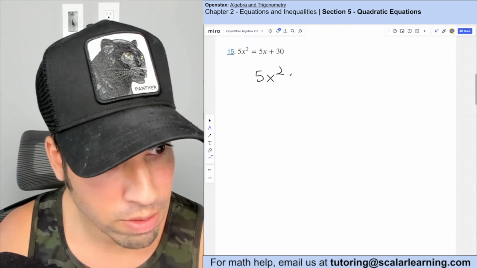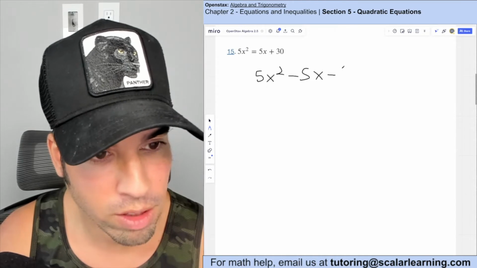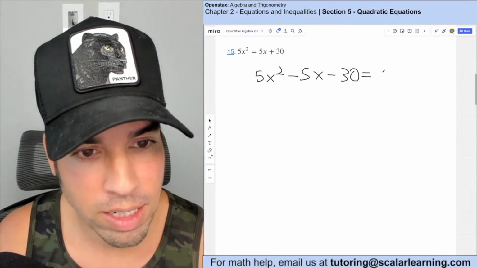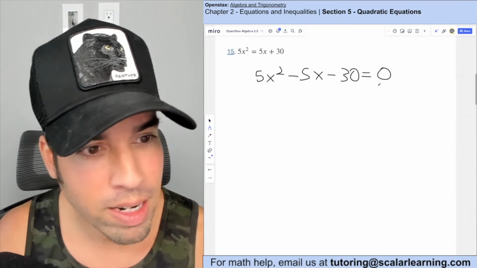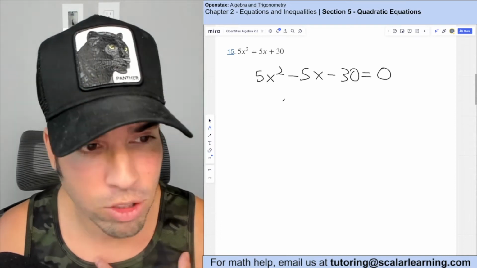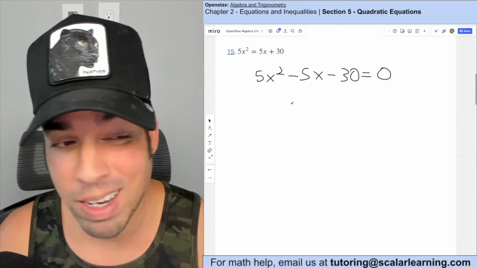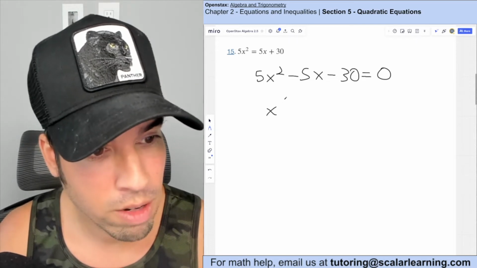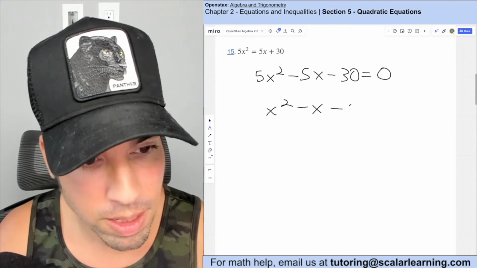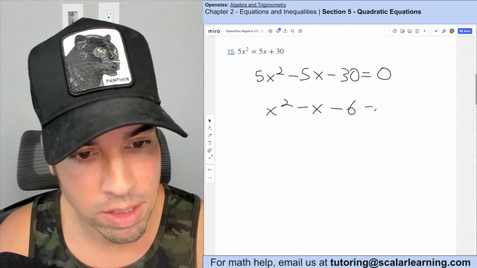All right, here I'm going to set everything equal to 0 first. So I'm going to subtract 5x from both sides. I'm going to subtract 30 from both sides, and I'm going to set it equal to 0. Then I'm going to divide everything by 5. I don't even need to factor. I can just divide both sides, and 0 divided by 5 is 0, so it just goes away. So now I have x squared minus x minus 6, because 30 divided by 5 is 6.